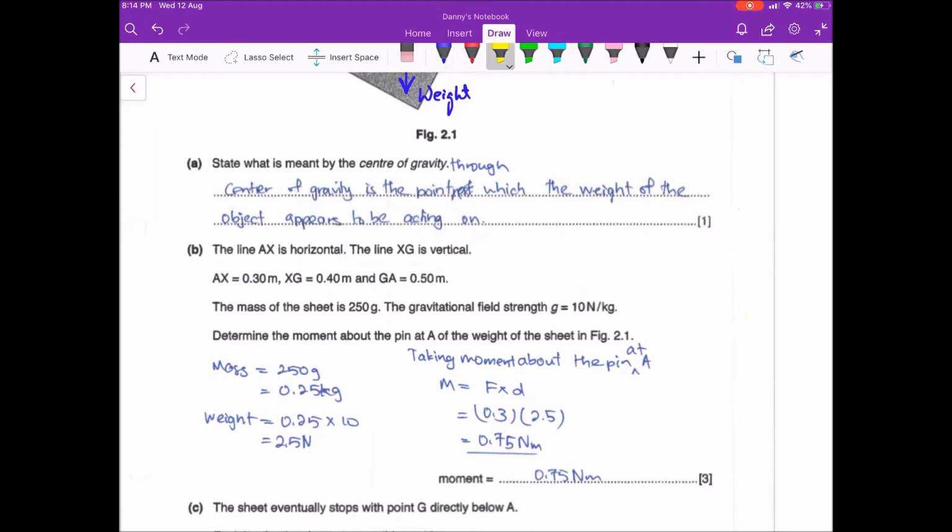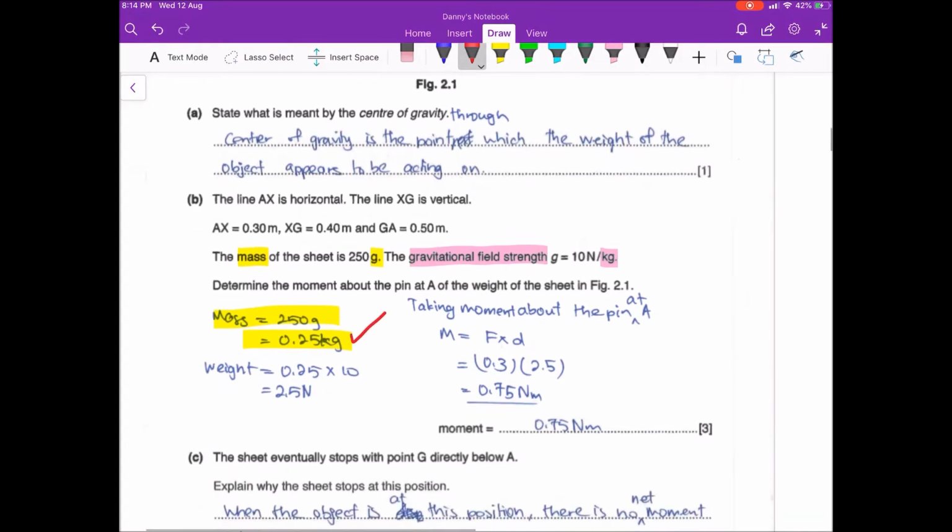Just be very mindful whenever they give you the mass, check whether it is in kg or in gram, because as you can see down here, the tricky thing is that your gravitational strength is per kg. So actually you need to change this to kg first, and this student managed to do it very well. So definitely there will be some mark given.